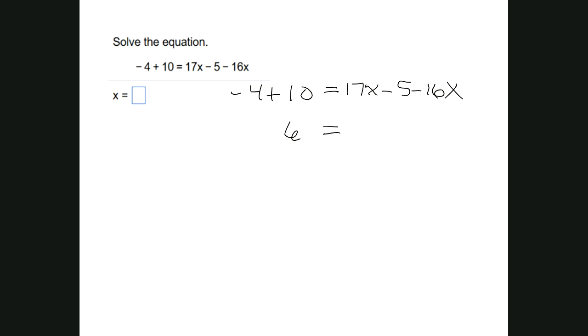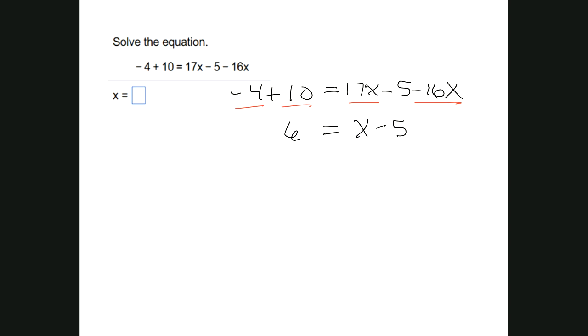Remember, those are considered like terms. And then on the right-hand side, we also have like terms, 17x minus 16x. 17x minus 16x is x, and I will bring down this negative 5. That leaves me 6 is equal to x minus 5.